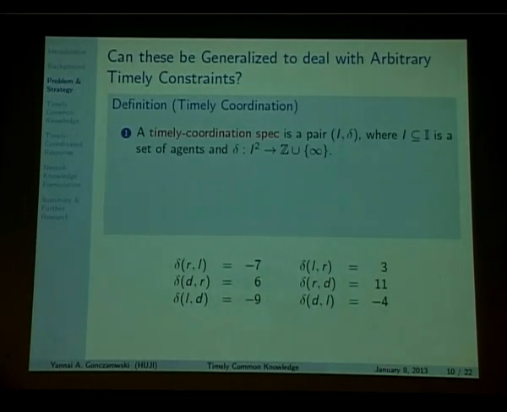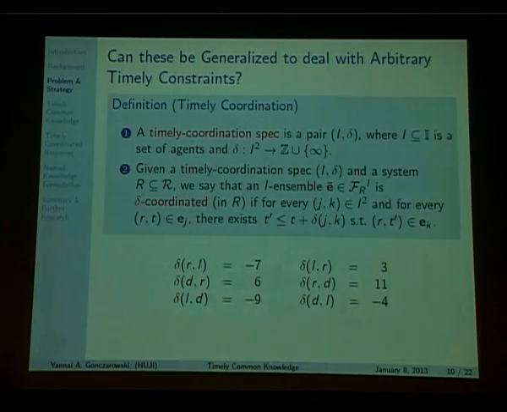So a timely coordination specification is a set of agents and bounds on maximum and minimum time differences between the actions performed by each agent. We can, of course, have more than one action per agent, but let's not do that because it doesn't matter. It's the same treatment. We can also have some of them equal infinity if we have no problem that R starts to wash as late as possible after L.